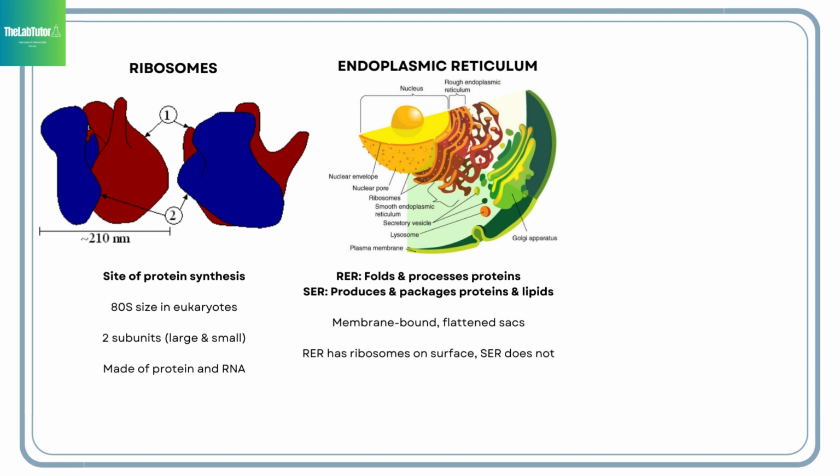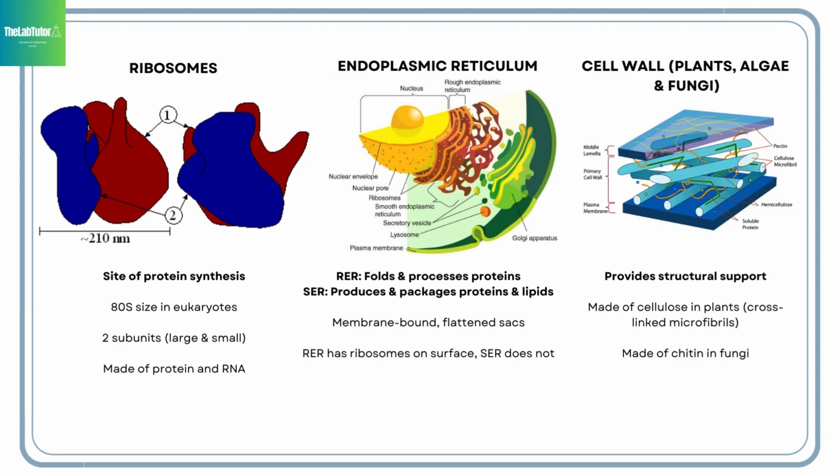There are two types of endoplasmic reticulum, the rough ER and the smooth. The rough ER folds and processes proteins, whereas the smooth endoplasmic reticulum processes and packages proteins and lipids. Both organelles are made of membrane-bound, flattened sacs. The main difference is that the rough endoplasmic reticulum has ribosomes, whereas the smooth ER does not.